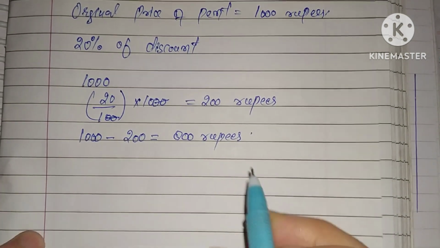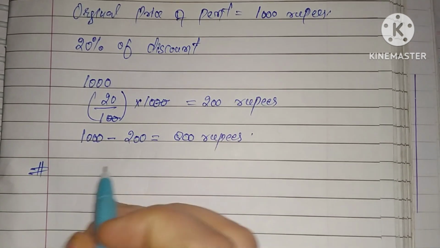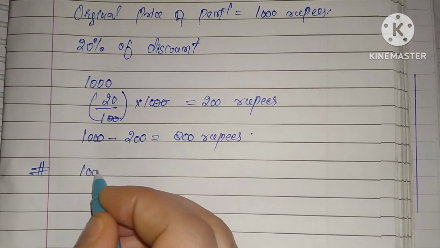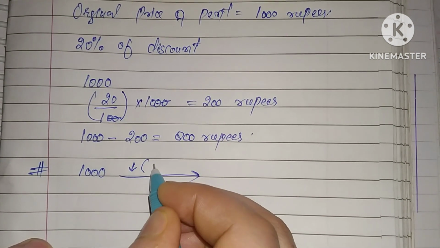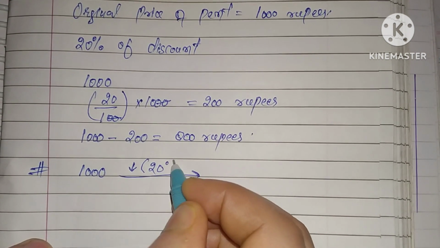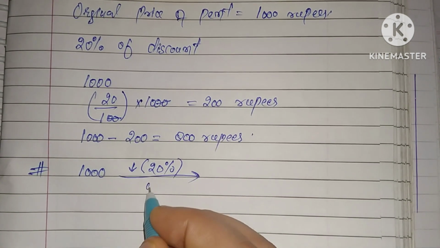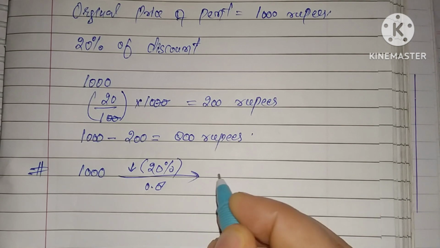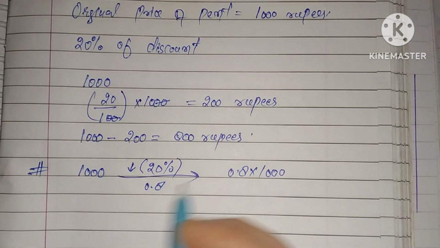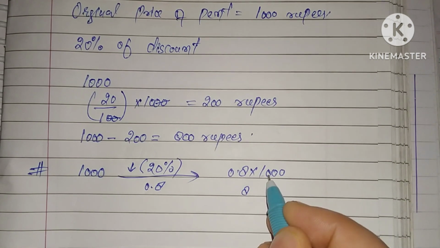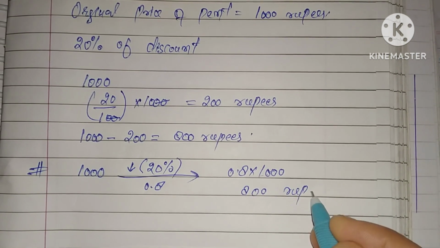And in the shorter way, the original price was 1000, it has to be decreased by 20%. When it is decreased by 20%, the multiplication factor will be 0.8, therefore it will be 0.8 into 1000. Therefore it is 8 ones are 8, 1 and 2, 800 rupees.